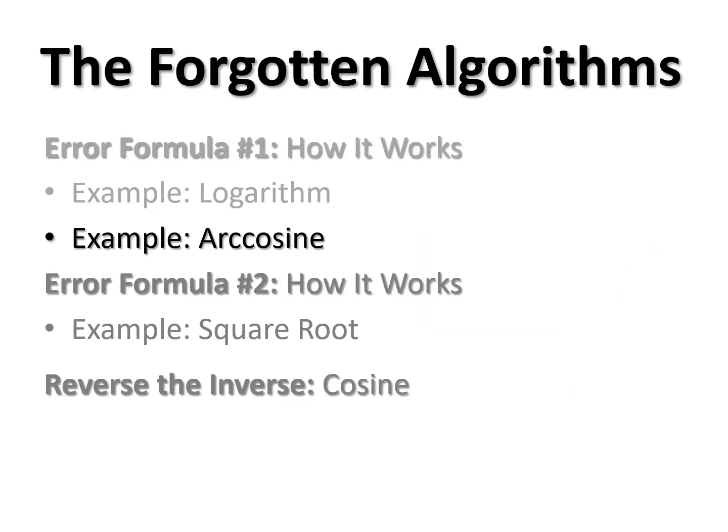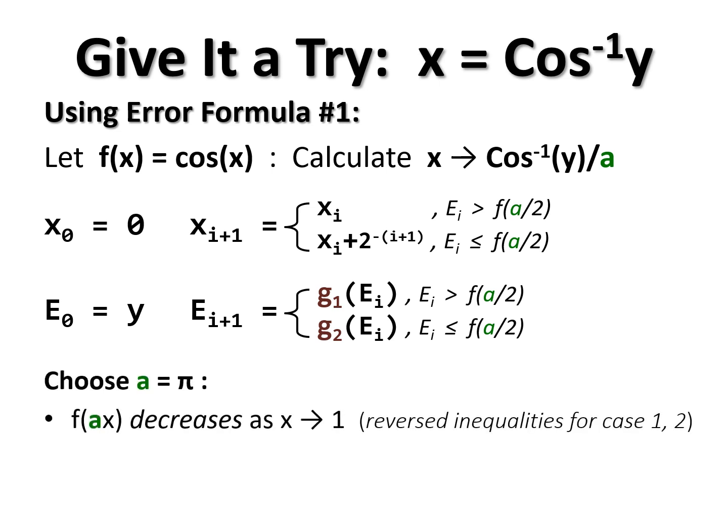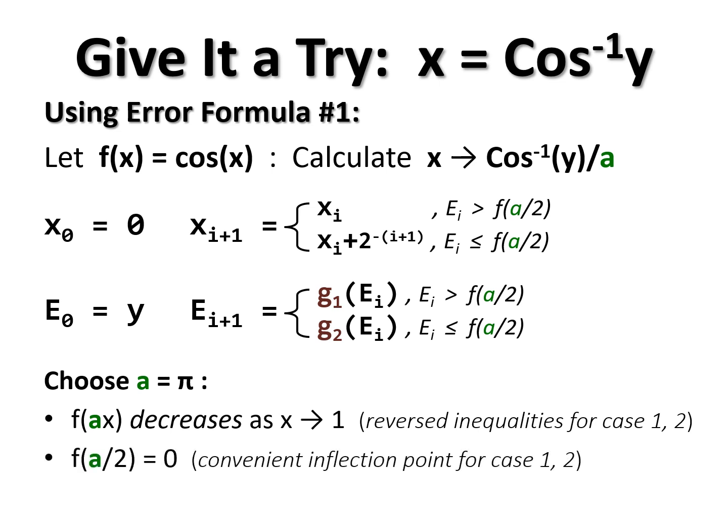Now let's use error formula number 1 to generate another algorithm, the arccosine. We set up the standard recurrence relations for the output x and error value e, then choose a equals pi. F of pi x decreases as x goes from 0 to 1. Therefore, we reverse the inequalities for cases 1 and 2. F of pi over 2 equals 0, a convenient inflection point for the two cases. And f of 2x minus pi equals minus f of 2x, and therefore our g2 function is simply minus g1.